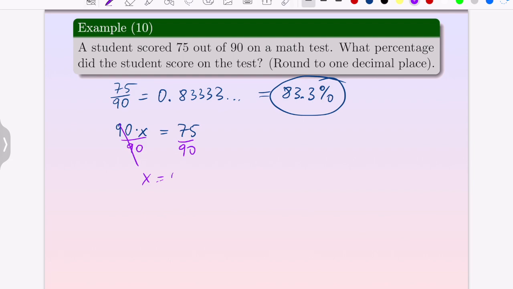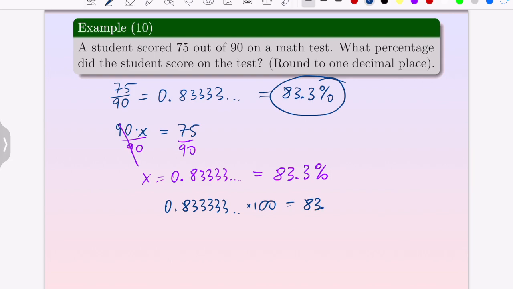So x is equal to 0.83333, and in percentage, because 0.833333 times 100 is 83.3333, and we need it to one decimal place, so it's 83.3%, and this should be percent as well. So that's exactly the same as we've been doing all the time.